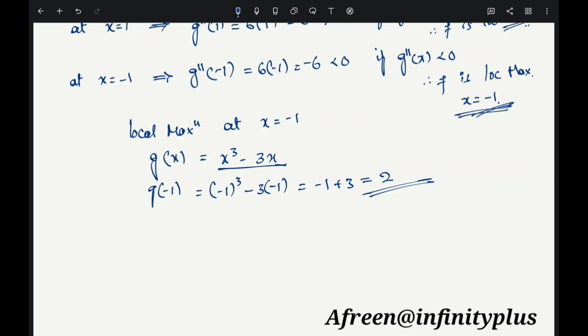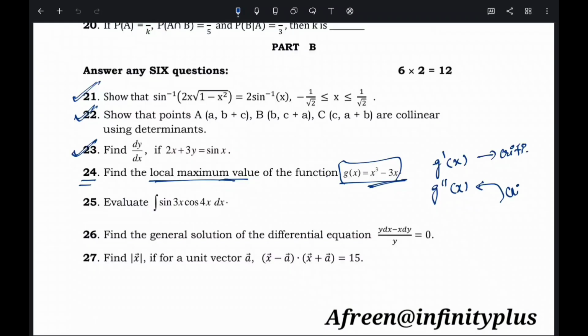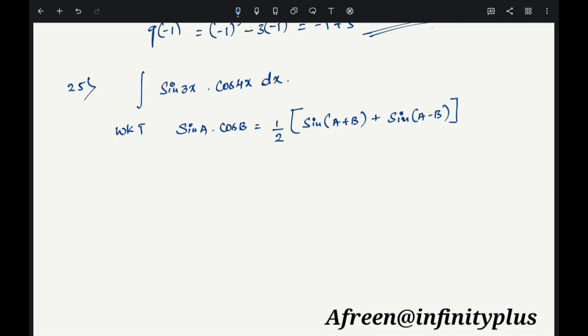So let's move ahead with the next question. So now we are done with the 24th question. Now let's move on to the 25th question. Here they have given evaluate the integration question they have given. So integration of sine 3x into cos 4x into dx. You may think that we can use integration by parts or the Euler property, but you can see that both the functions are trigonometric functions. So you have to use the formula here. So let's move on to solving this question.